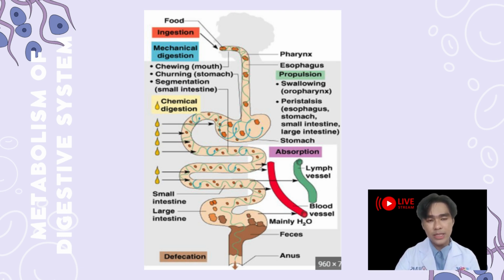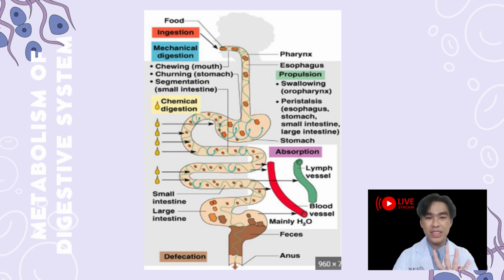Next up, we have mixing and propulsion. Alternating contractions and relaxation of smooth muscle in the walls of the GI tract will mix the food and secretions and propel them toward the anus. This capability of the GI tract to mix and move material along its length, we call motility.